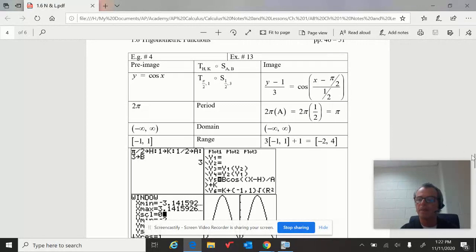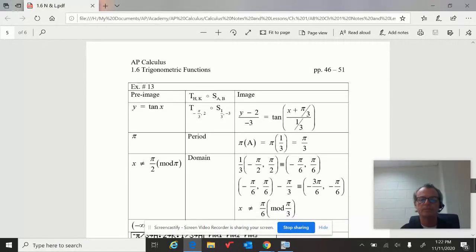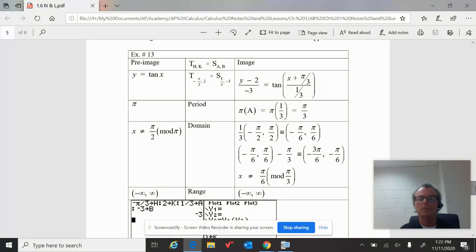Okay, 13. And again, here's the issue. You take the 3 that's inside the parentheses and you factor that out. So if I were to redistribute this 3, you get 3x plus pi, which is what was in there. When you take it out, you have to divide both terms in here by 3. And multiplying by 3 is the same as dividing by 1/3. But now we see the magnitude of the transformation and how it affects the period, and the domain, and the range.